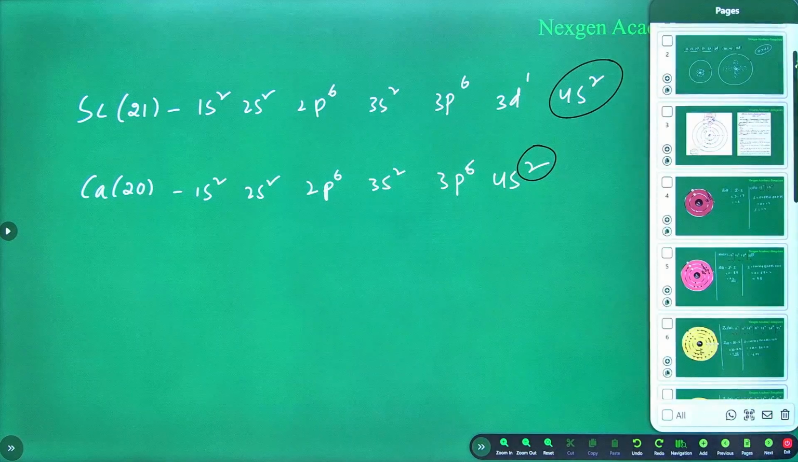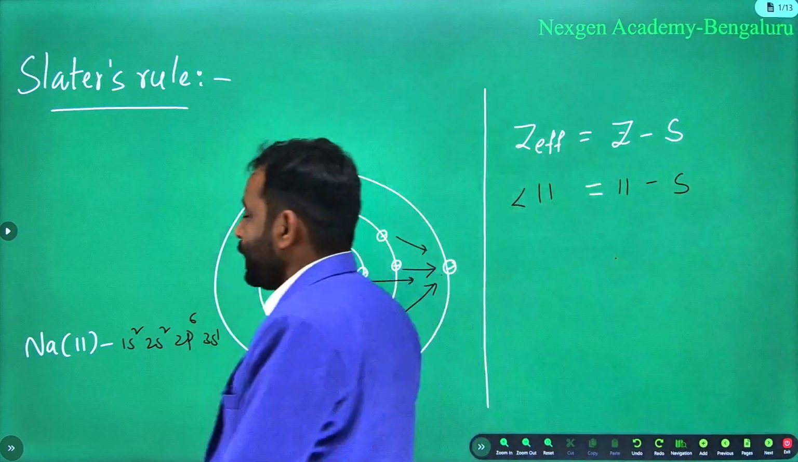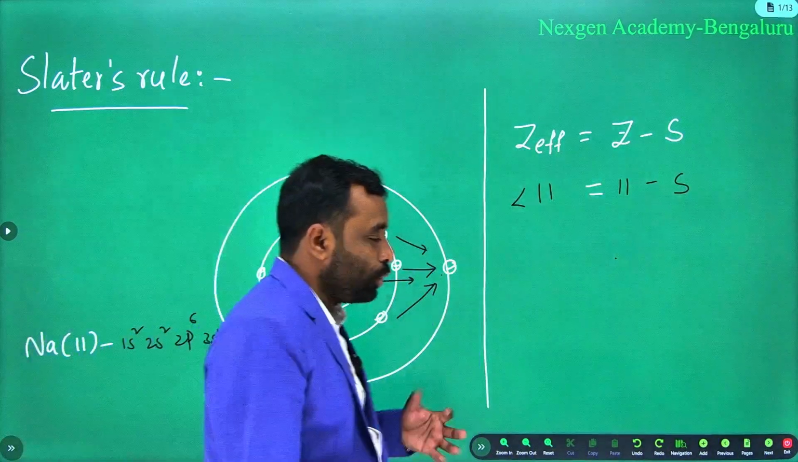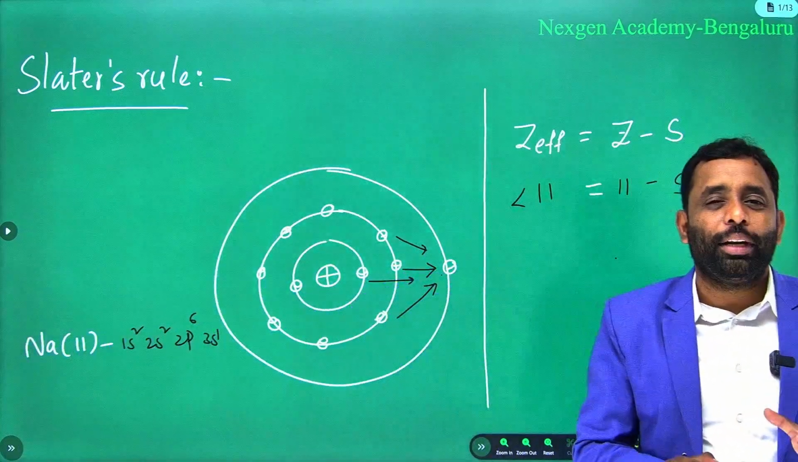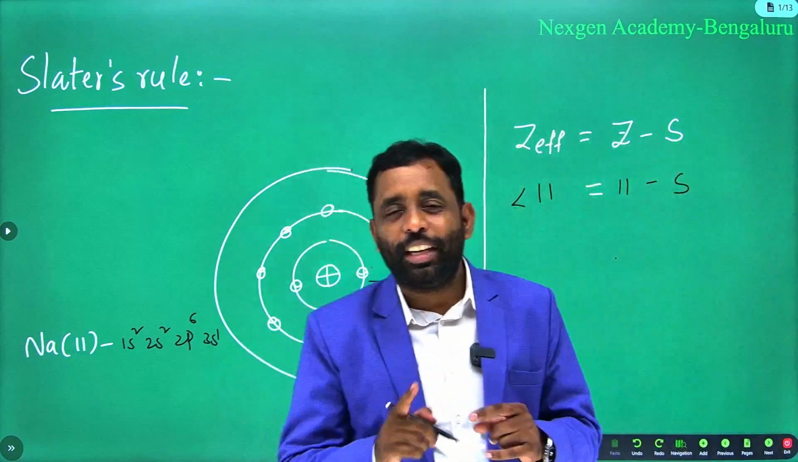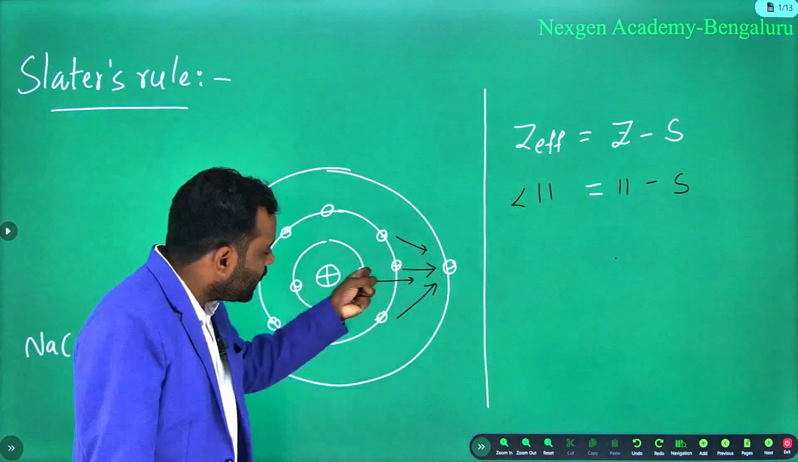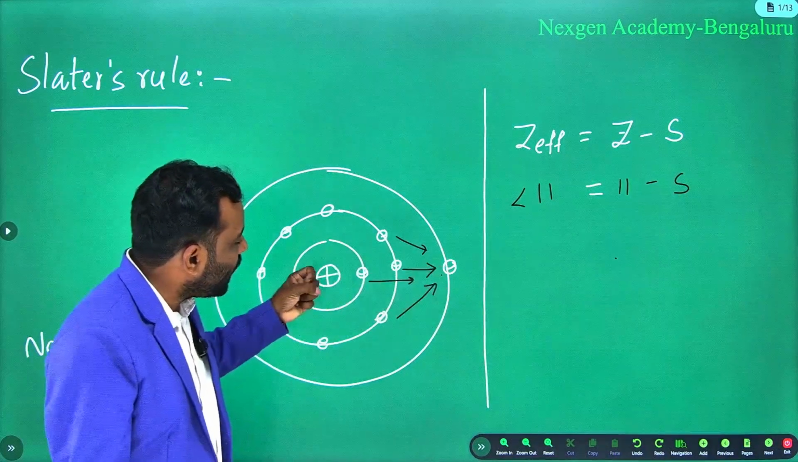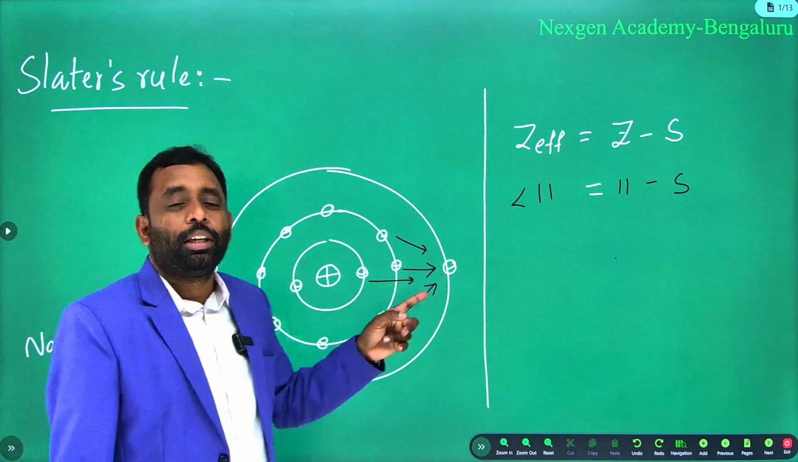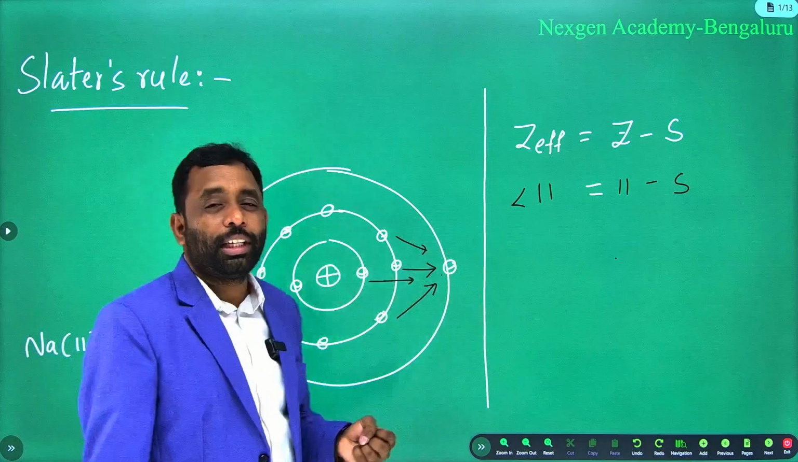Let us see one by one what Slater's rule is. Slater's rule is a simple technique to calculate the effective nuclear charge experienced by the valence electron. What is effective nuclear charge? The net attraction force experienced by the valence electron from the nucleus is called effective nuclear charge. Why is the net attraction force decreasing?